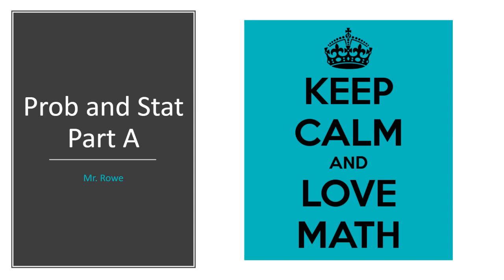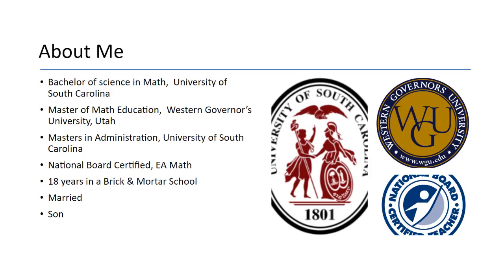I'm Mr. Rowe. Let me tell you a little bit about me. Just quickly, I have a Bachelor of Science in Math from the University of South Carolina. My minor was in statistics, so I do know a little bit about the course. I do have a Master's of Math degree from Western Governors University, a fully online school. So I got my master's degree just how you're getting your diploma, all online. So I do know what you're trying to do, and I do know the difficulties with it.